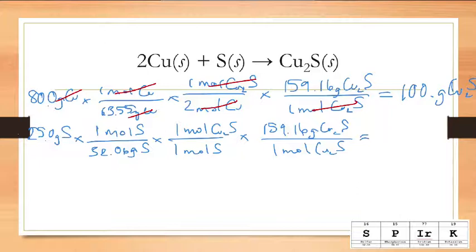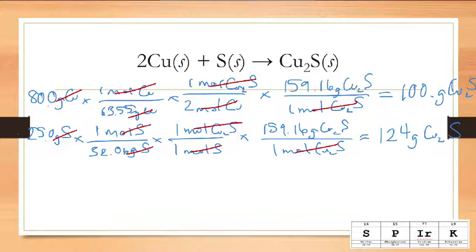Make sure we check our work. All of our units are canceling out the way we want them to. We're left with the correct unit. And we multiply this through, and we get 124 grams of copper 1 sulfide. So let's think about this. If we use up all of our copper, which is one of our reactants, we only get 100 grams of copper 1 sulfide. And when we use up all of our sulfur, we get 124 grams of copper sulfide.